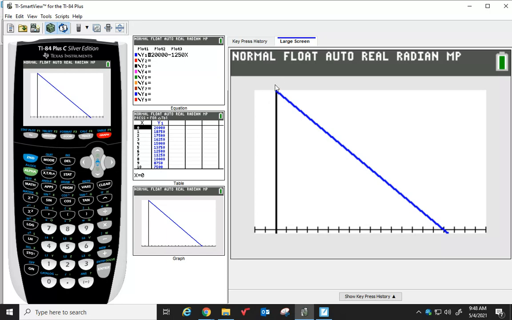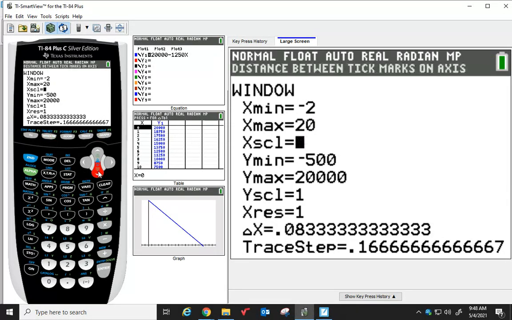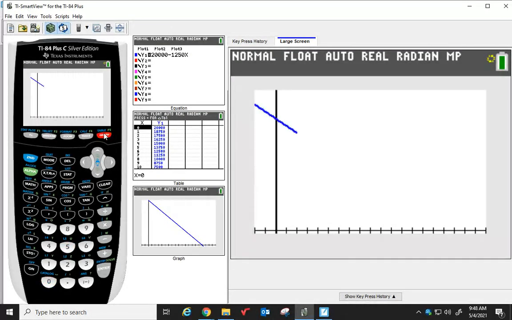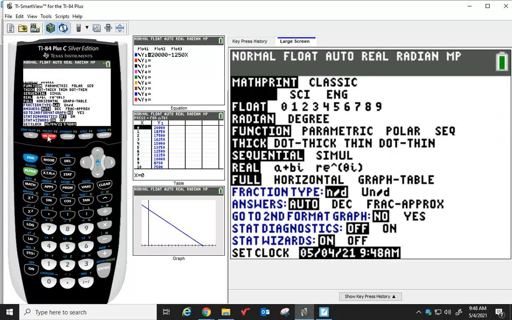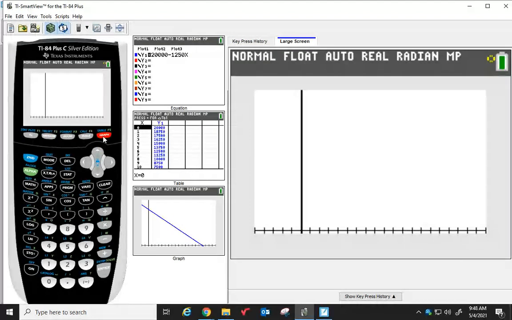Okay, I'm going to make the y maximum a little bit bigger just so I can see that line cross. So I'll go back and I'll change the y maximum to, let's do like 25,000. Okay, not bad. I can clearly see both sides of the y-axis. X-axis, maybe we could add a bit more of a negative number here. So I'll go back to window and I'll make x minimum, let's do like -5. See what that looks like.